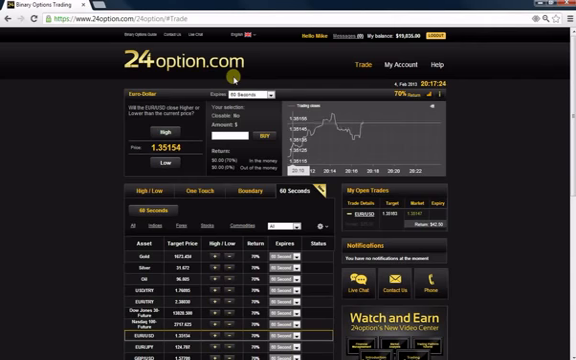So this one, like I said, allows you a little bit more flexibility. So again, we're going to go to the Euro US dollar. We're already open on the Euro US dollar. Let's just take a look at our balance: $19,035.